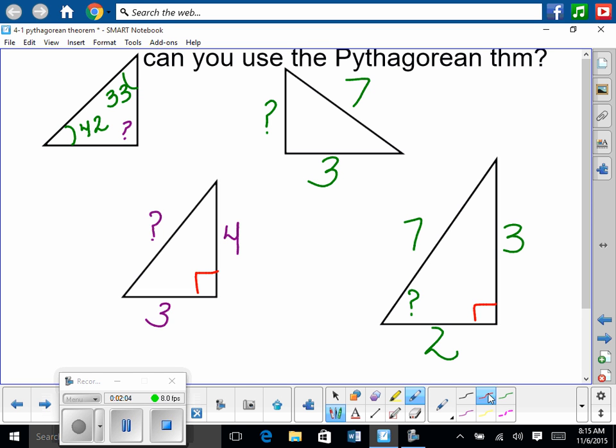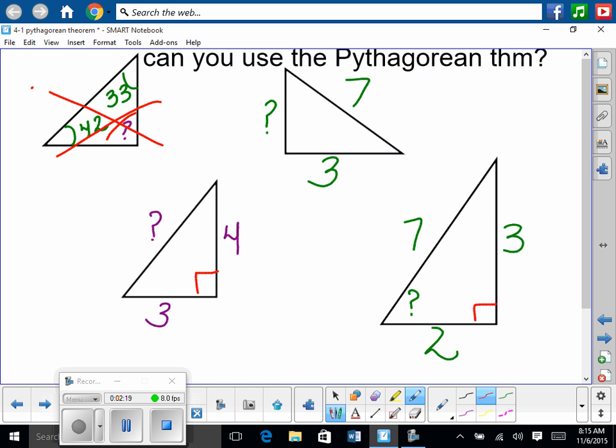All right, so can we use the Pythagorean theorem in this one? Is it the right... to find the question mark? No, right? That would be using the Pythagorean theorem to find an angle. Does everybody understand why we can't use the Pythagorean theorem here? We can't use it to find an angle.